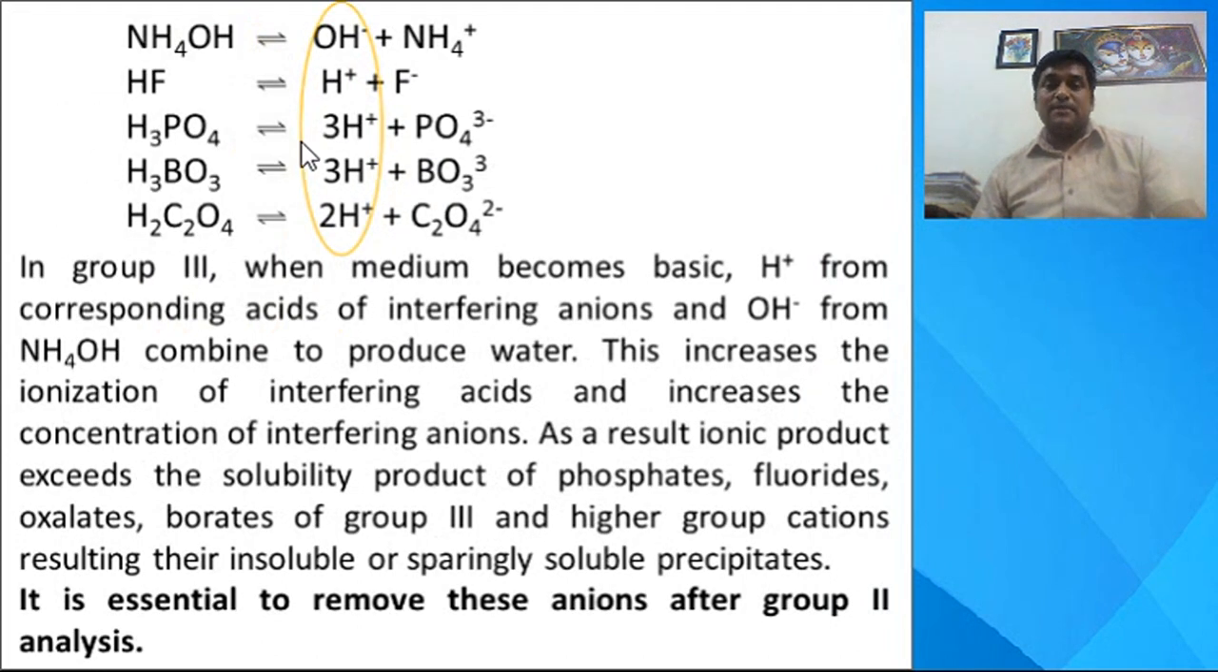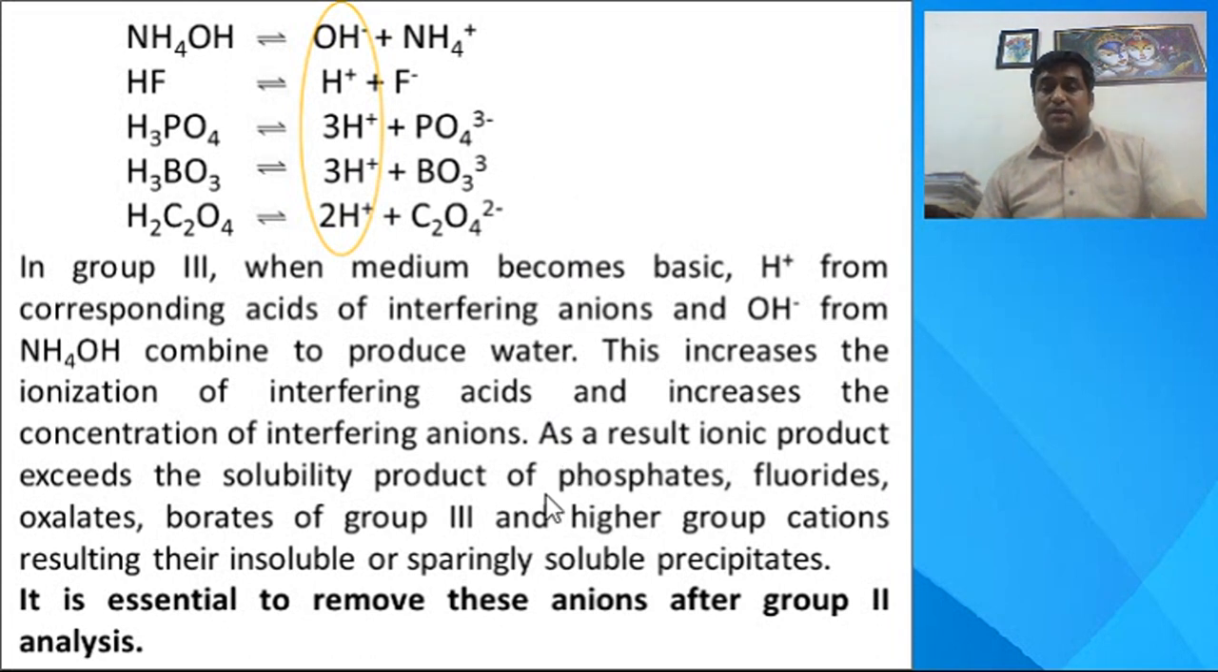But next you see, when we move beyond group 2 and make the medium of analysis basic by adding ammonium hydroxide, what happens? The hydroxide ion from ammonium hydroxide and the H+ from the corresponding acids of the interfering anions combine to form water. So there is no question of common ion here. Because of this combination of OH- and H+ forming water, the reaction proceeds further and the equilibrium shifts in the forward direction. That means these acids of interfering anions become ionized, and the concentration of the anions, fluoride, phosphate, borate and oxalate, increases.